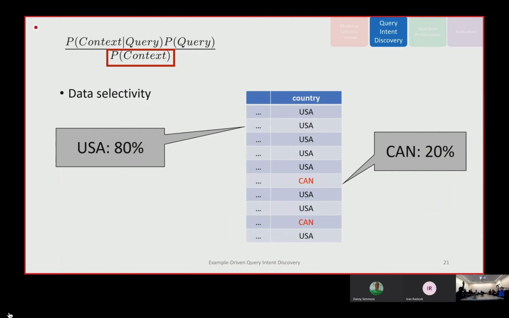The second term is the semantic context prior. How can we get the semantic context prior without seeing any of the query? It comes from the data. In this data, 80% of the people are from USA and 20% from Canada. So that's our prior of semantic context: what's the likelihood that we'll observe the context USA in any random sample. It comes from the data.